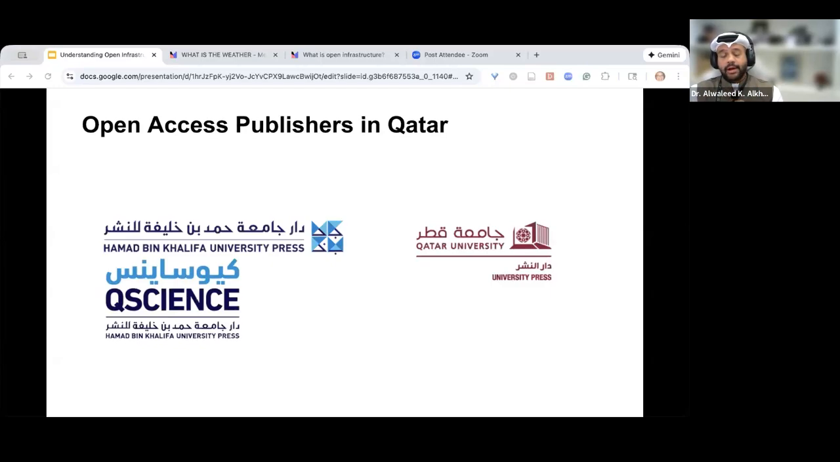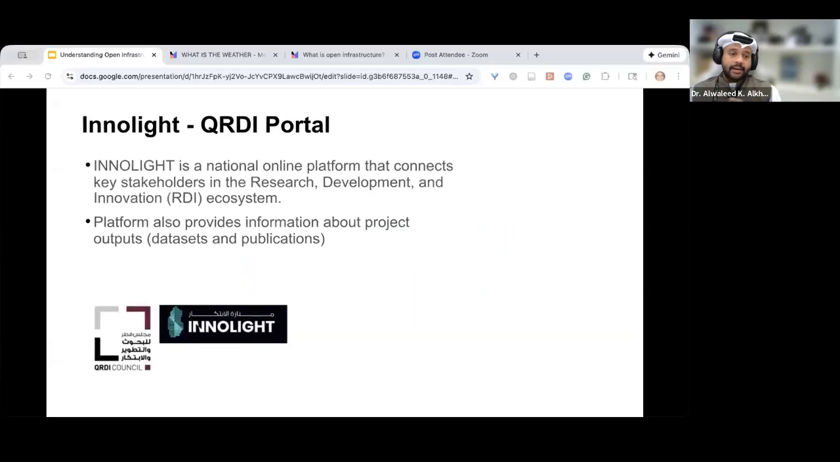Qatar University, for example, uses OJS, or the Open Journal Systems from the PKP project, and also relies on different tools to support how they do publishing. And finally, if we look at the QRDI portal, basically it's a new initiative by the Qatar Research and Development Council. And again, they're publishing data sets and publications, but to do this, they also rely on different tools and systems.